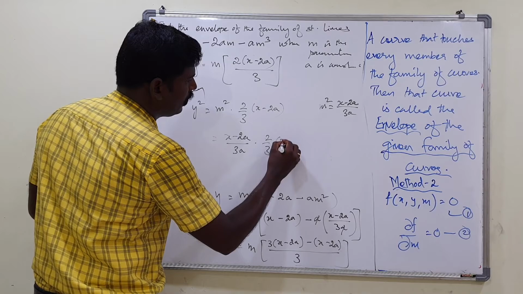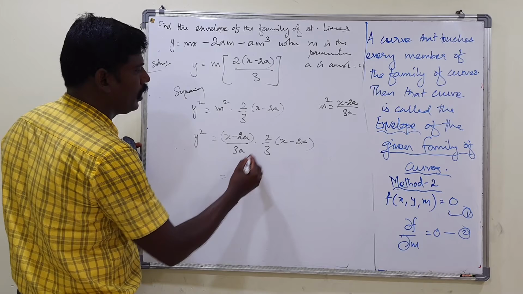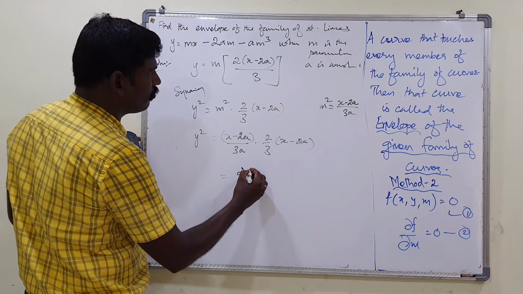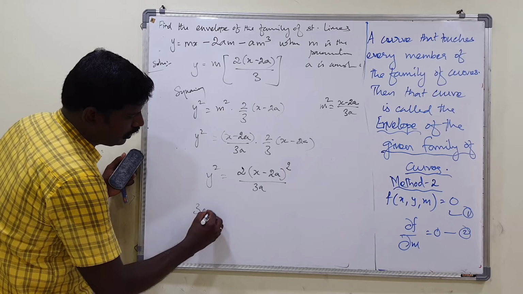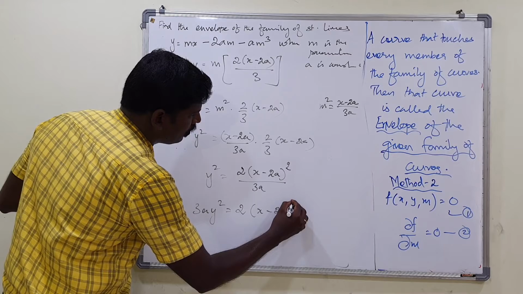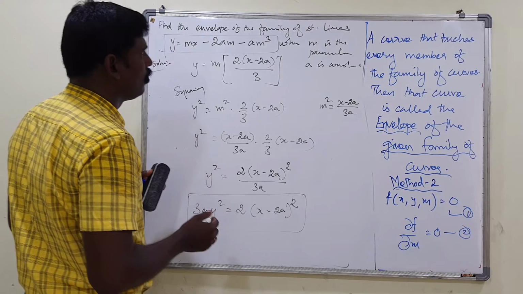Right? Now look at here. This is the envelope of the given curve, but we need to simplify this. Okay, so 2 into x minus 2a the whole square by 3a is the value of y square. So taking this 3 into the left hand side, 3a y square is equal to 2 into x minus 2a the whole square. This is the envelope of the given family of curves y equal to mx minus 2am minus m cube. Right? That's all. Sorry. Just I am mistaken.